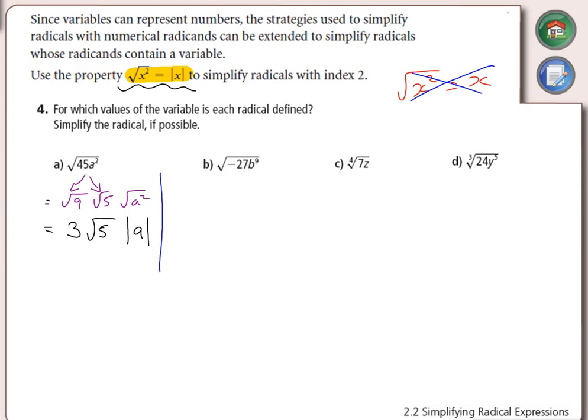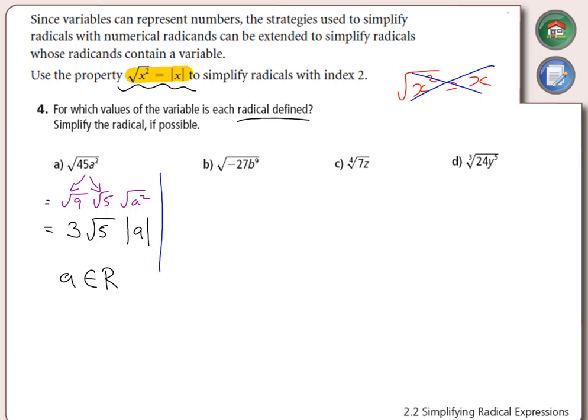Okay, so for part A, it also asks us to say, when is the radical defined? Well, this radical is going to be defined wherever it's positive. Hey, a squared makes it positive, so this one is a element of reals. Let's look at the second one now.